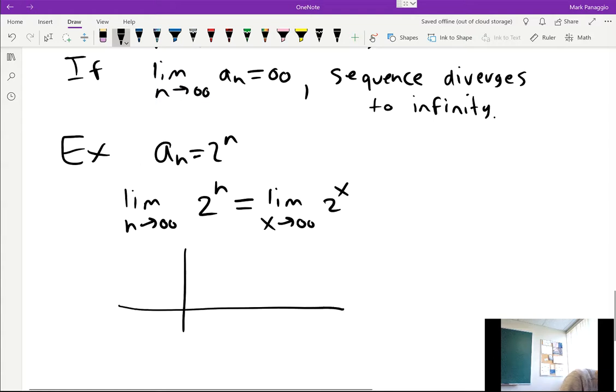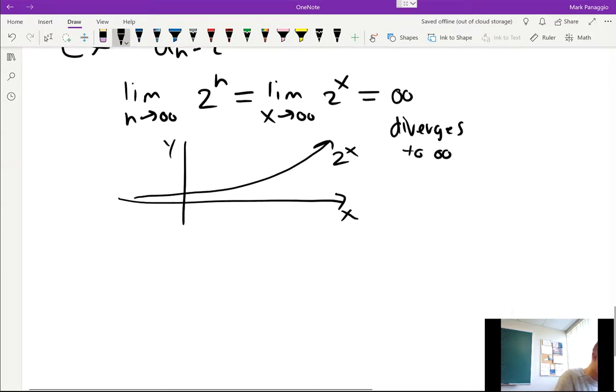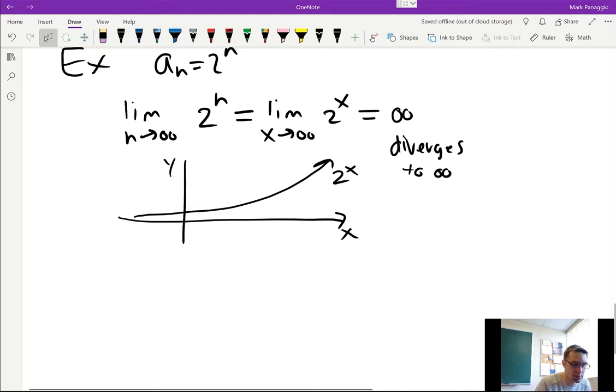It turns out that 2 to the x, if you plug it into your graphing calculator, or maybe you just know what it looks like, looks a lot like e to the x. It grows exponentially. And you can see that as x goes to infinity, the y values are getting larger and larger, which means we would say this limit is infinity, or the sequence diverges to infinity. Okay? All right, so there's one sequence. Let's look at another one.